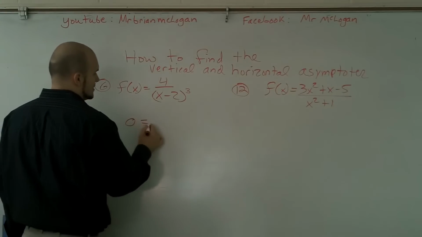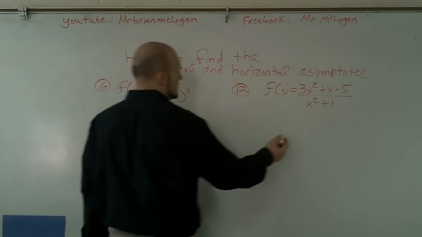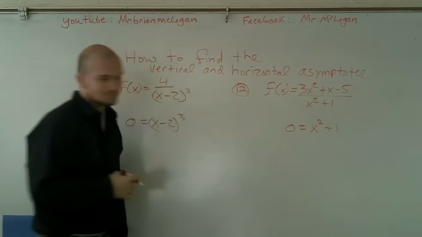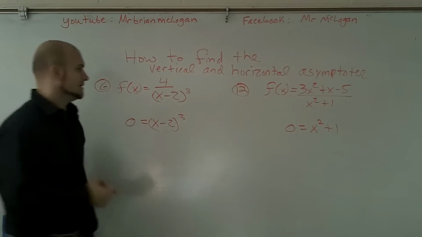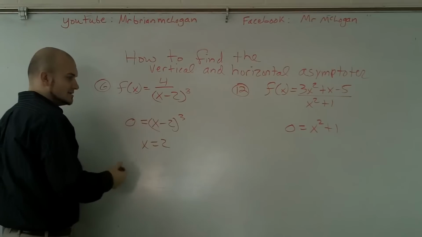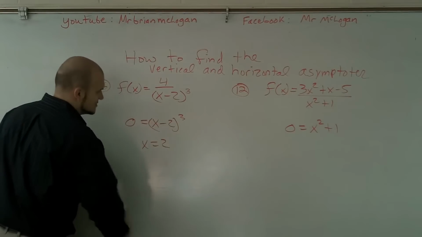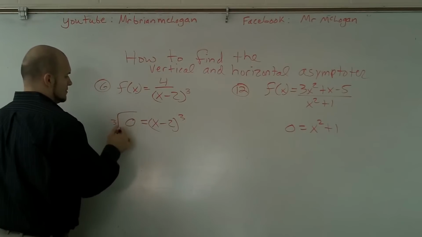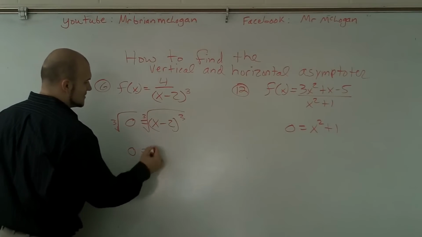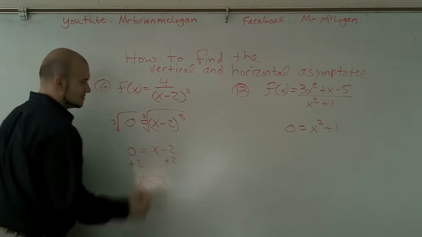So I just say 0 is equal to x minus 2 cubed. And then here I get 0 equals x squared plus 1. So when I go ahead and do this, I get x equals 2. I take a cube root on both sides. Do you guys need me to show that? We okay with that? Take a cube root. I'll just show it. Cube root on both sides to get rid of the cubed. Therefore you have 0 is equal to x minus 2. Add a 2 on both sides. x is equal to 2.